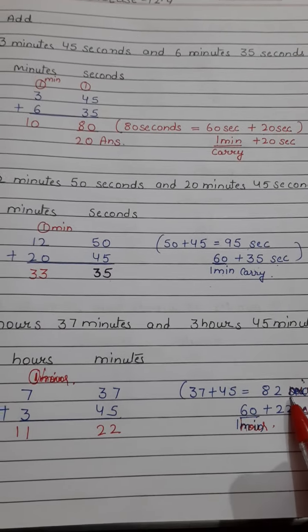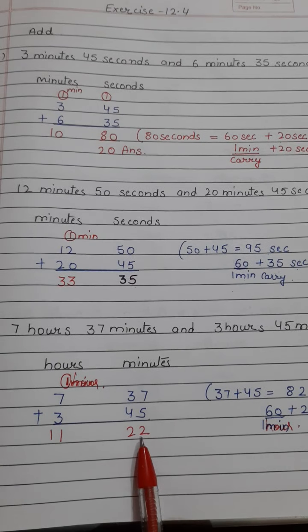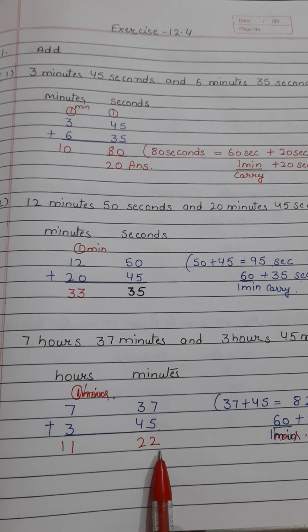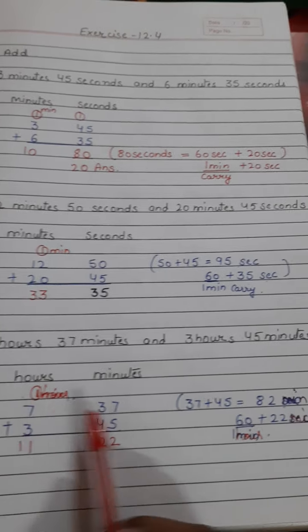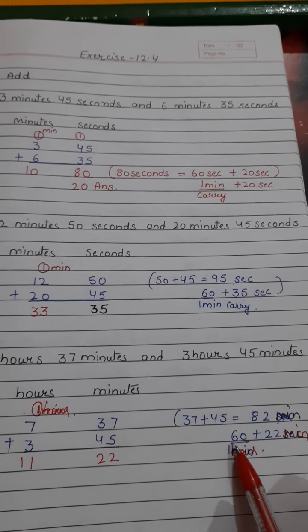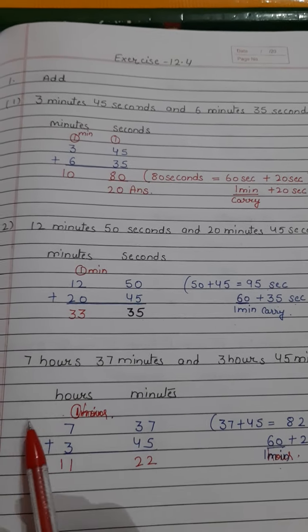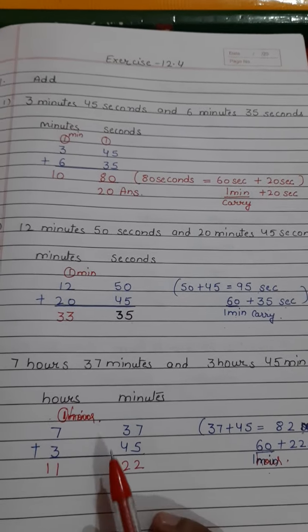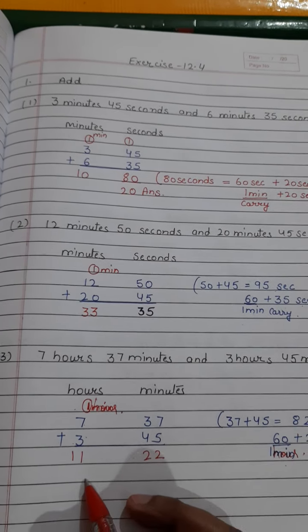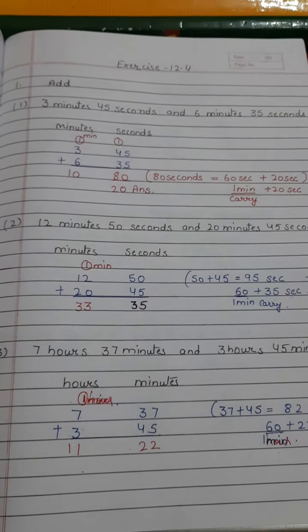So what is this? 82. Again in the minute case also we can write up to 60. Less than 60 we can take here, and if it is more than 60 we have to convert into hours. So we can divide this into 60 minutes and 22 minutes. This 60 is equal to 1 hour. So 1 hour we are giving, and what is left here? 22 minutes. So 22 I am writing here. Now calculate 7 plus 3 is 10 and plus 1, this is 11 hours. So like this you can do.